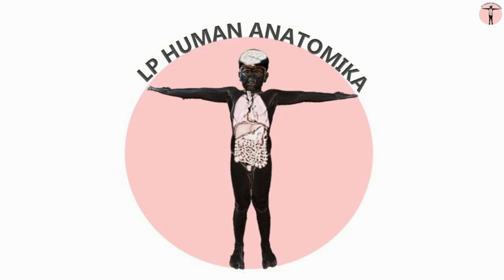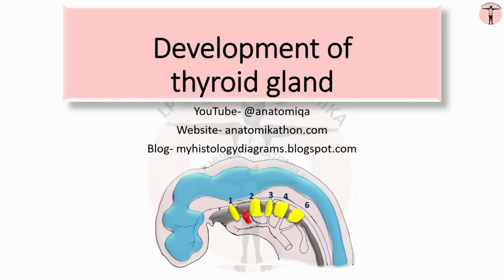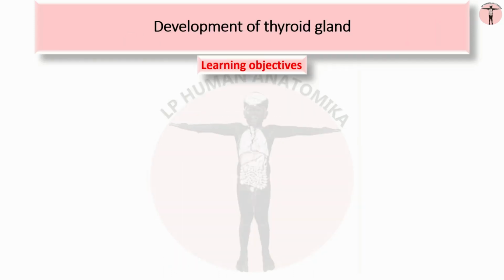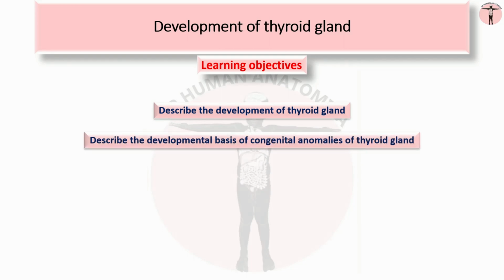Welcome back to Anatomiqa. In this session, we will be discussing the details of development of the thyroid gland and its congenital anomalies. The learning objectives of this session are: describe the development of the thyroid gland, describe the developmental basis of congenital anomalies of thyroid gland.